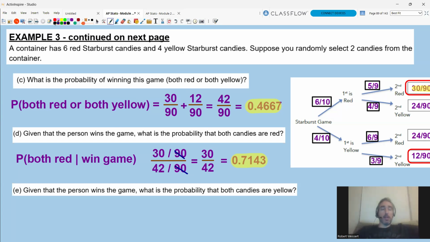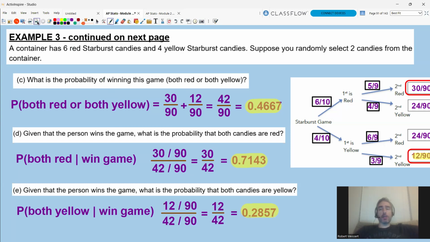Now, part E, given that the person wins the game, what's the probability that both candies are yellow? Well, what's left over? In this case here, it's going to be the same denominator because winning the game is still going to be 42 out of 90. But in the case of both yellow, we're only talking about 12 out of 90. That's 12 out of 42, which is about 28.57%. Should note that these two are your only options for winning the game, and those two should add to 1 if you did this right.